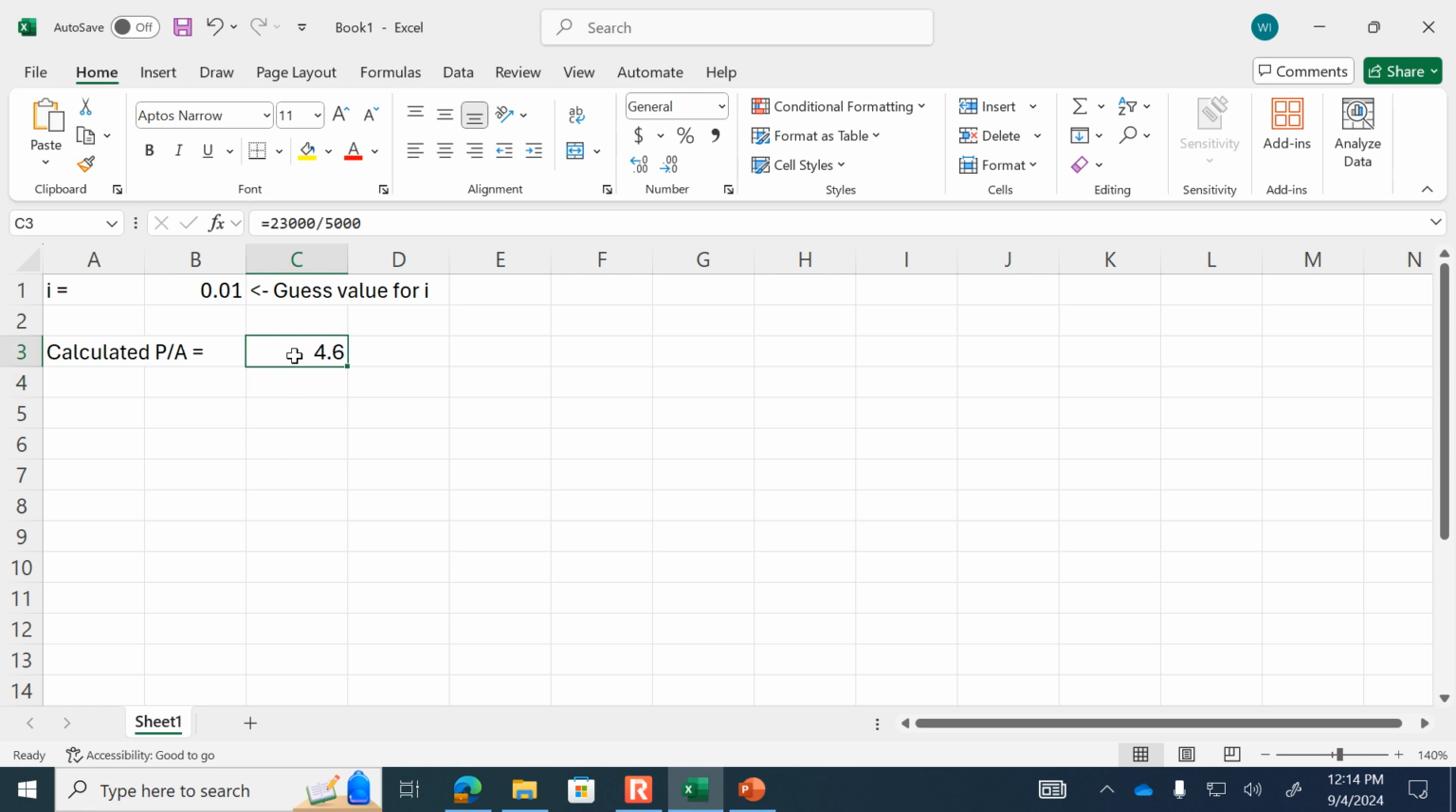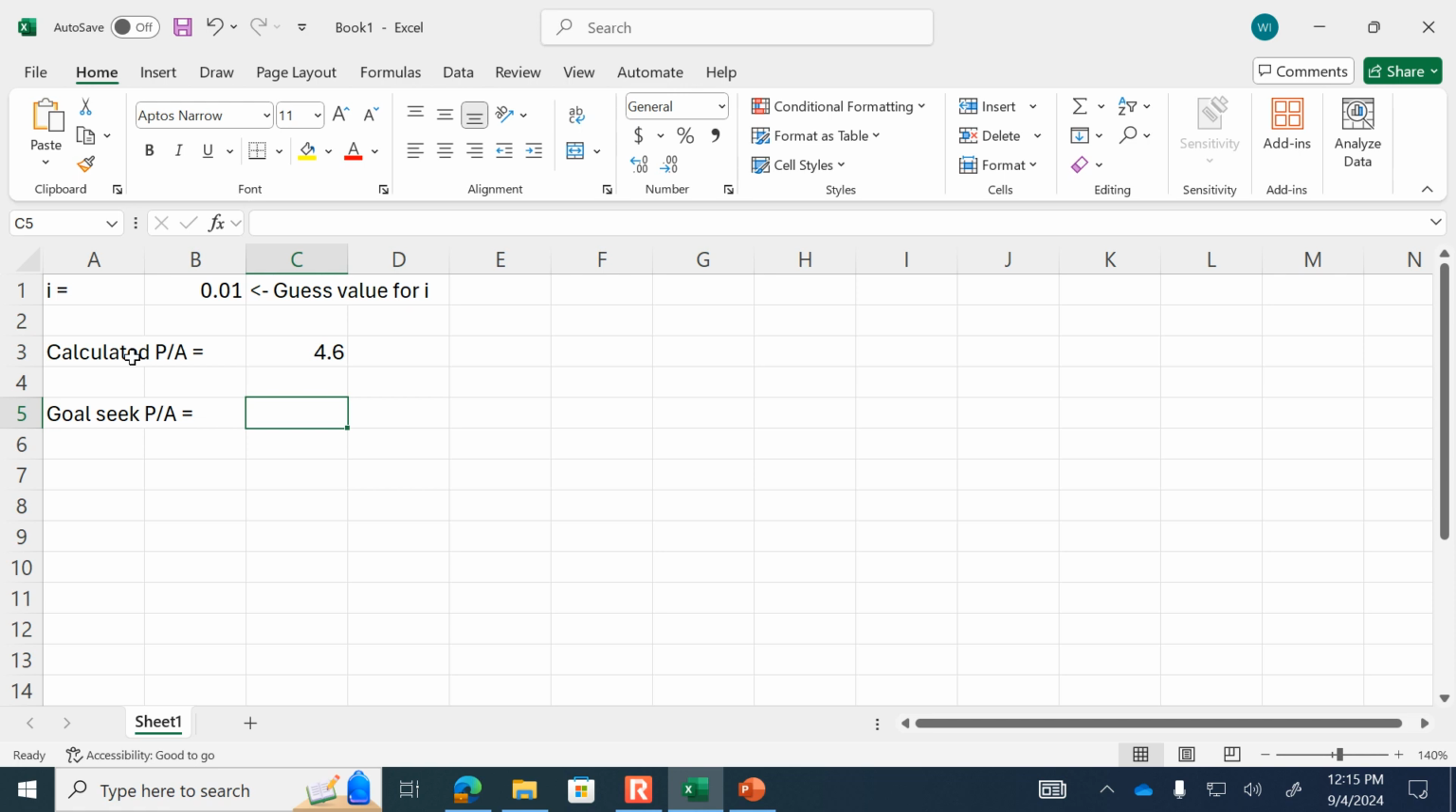4.6 is what you get when you have 23,000 divided by 5,000. So that's my calculated P to A ratio. And the goal-seek P to A ratio, I'm going to type in the formula now.